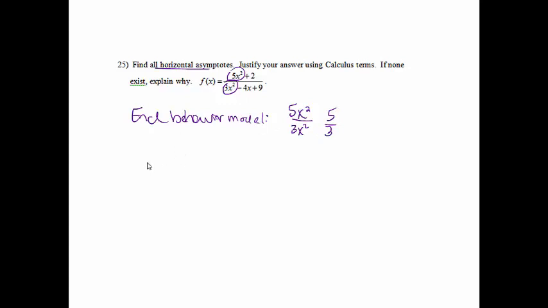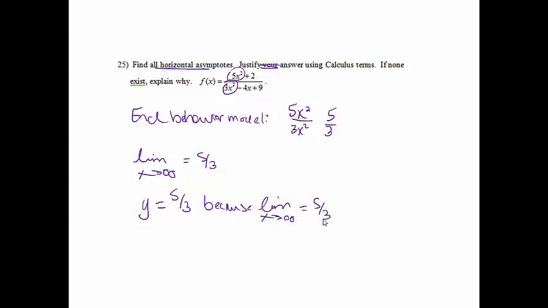Okay, once we found our end behavior model, now we're going to find the limit as x approaches infinity. And you'll notice the limit as x approaches infinity, there's no place to plug the x in, so my limit will simply be 5/3. And whatever my limit is, that's going to be my horizontal asymptote. My horizontal asymptote is a y equals equation, so my horizontal asymptote is going to be y equals 5/3. And then it says to justify your answer: y equals 5/3 is a horizontal asymptote because we found that the limit as x approaches infinity was equal to 5/3. So that's what we would be looking at on that problem.